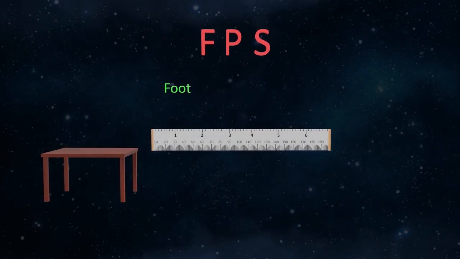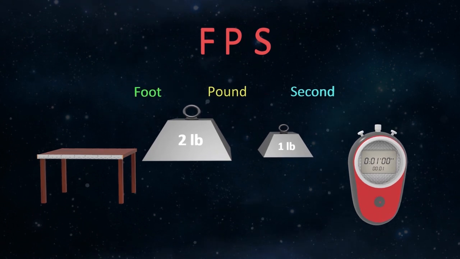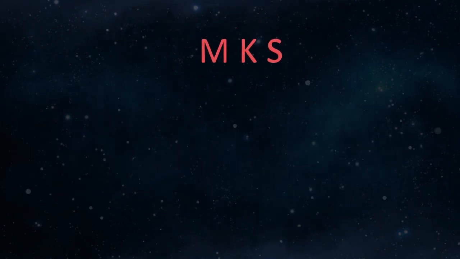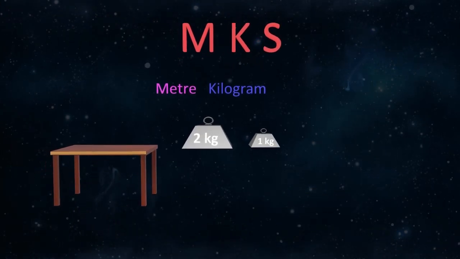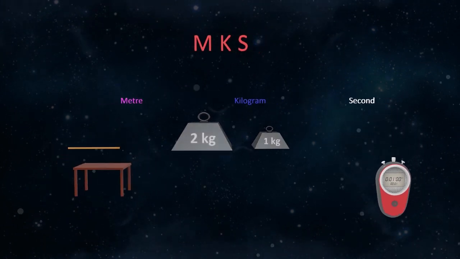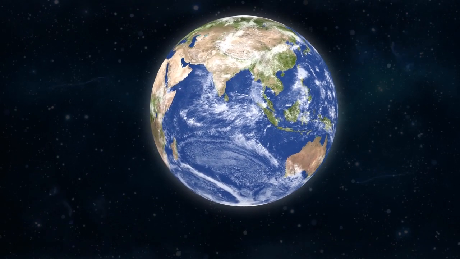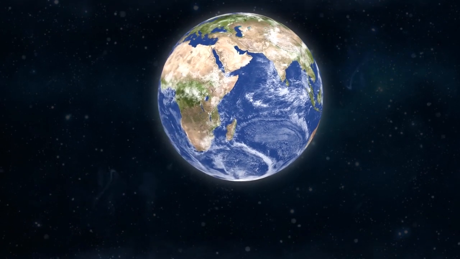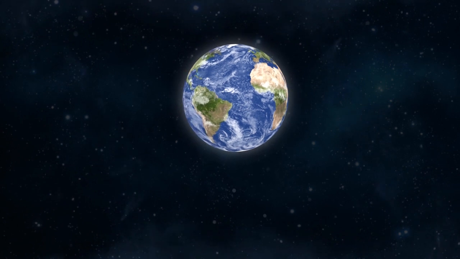Similarly, base units for length, mass and time in FPS system are foot, pound, and second respectively. In the MKS system, they are meter, kilogram, and second respectively. The system of units, which is internationally accepted for measurement at present, is the Système International des Unités, French for International System of Units, abbreviated as SI.